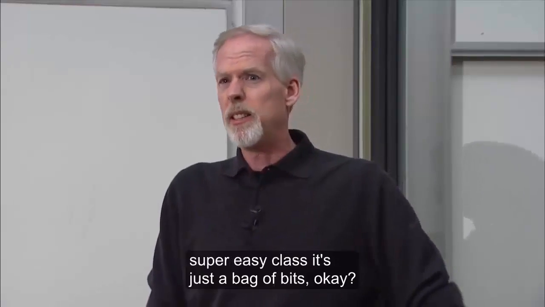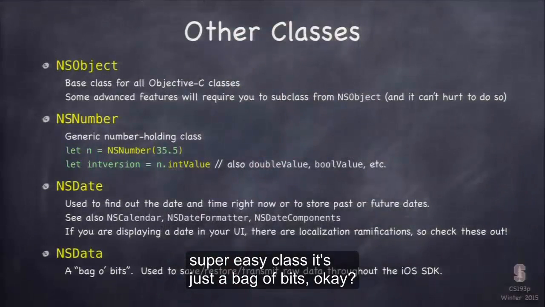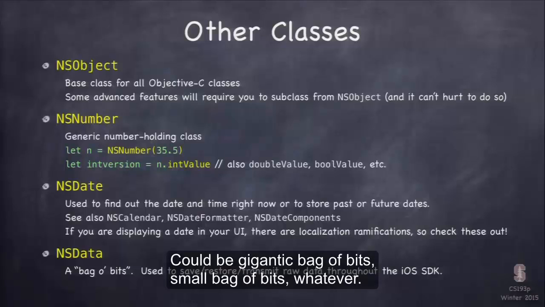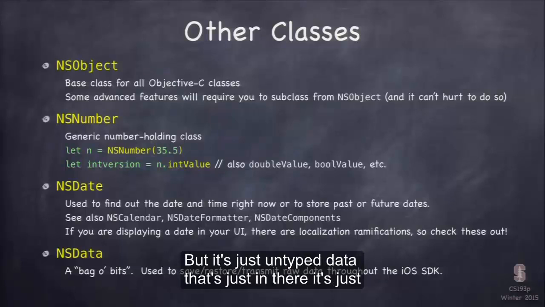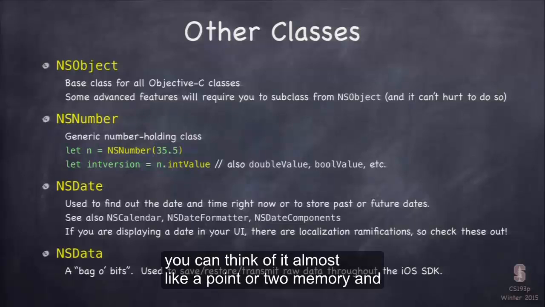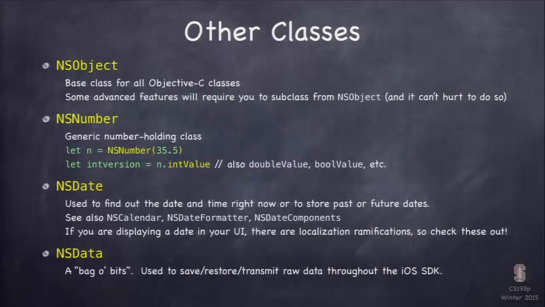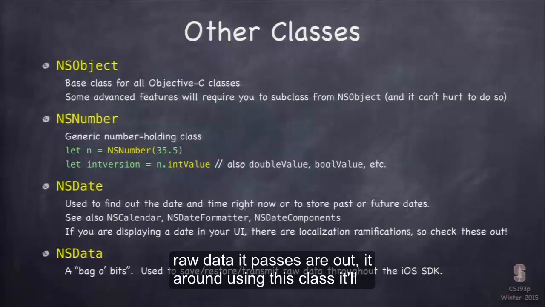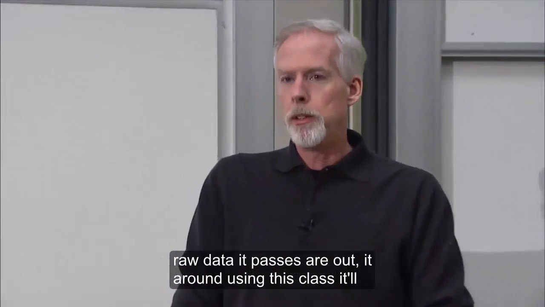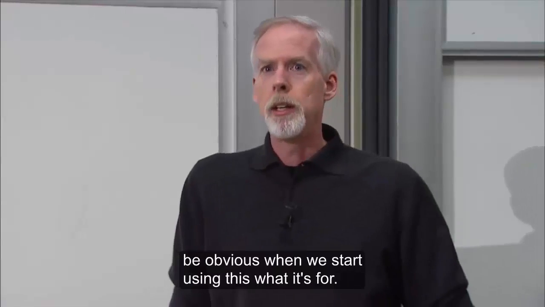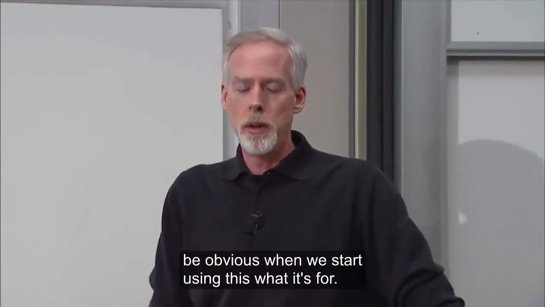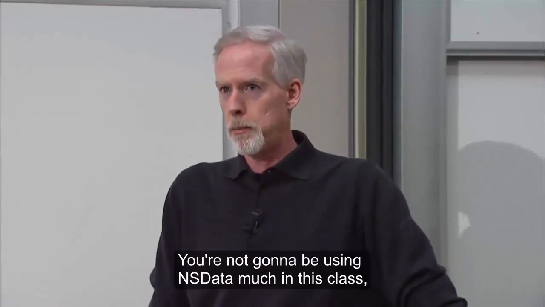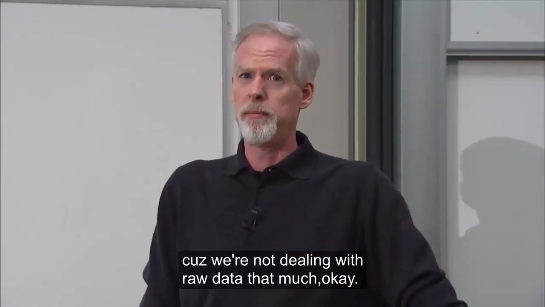There's NSData, a super easy class. It's just a bag of bits, okay? Could be a gigantic bag of bits, a small bag of bits, whatever, but it's just untyped data. You can think of it almost like a pointer to memory, and you just don't know what's in there. This is how iOS will pass around untyped, raw data. It passes it around using this class. It'll be obvious when we start using this what it's for. You're not going to be using NSData much in this class because we're not dealing with raw data that much.